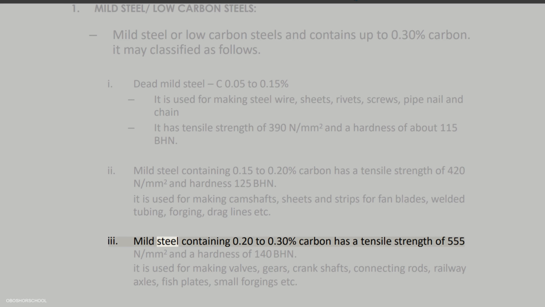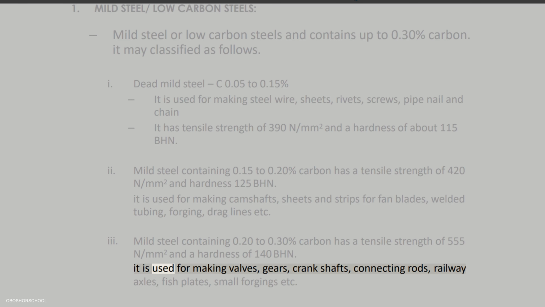3. Mild steel containing 0.20 to 0.30% carbon has a tensile strength of 555 N/mm2 and a hardness of 140 bhn. It is used for making valves, gears, crankshafts, connecting rods, railway axles, fish plates, small forgings, etc.